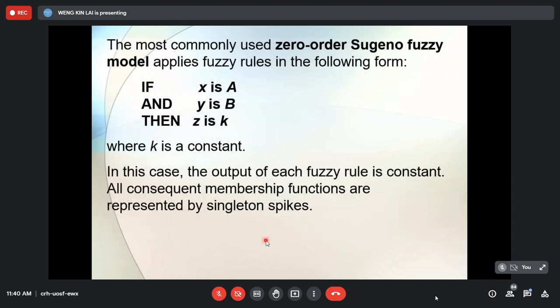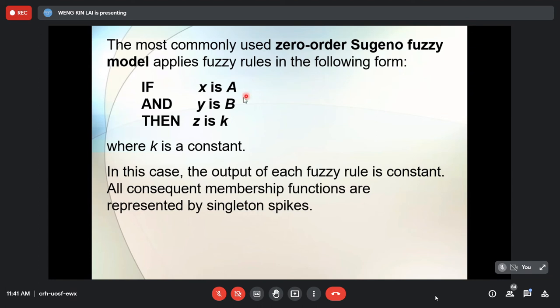So the most commonly used is the zero order Sugeno fuzzy model. Again, I think there are many other types of improvements on the basic Sugeno fuzzy model. So the basic model is called your zero order. Of course, there may be other models, but again, those will be outside the scope of this lecture. The most commonly used Sugeno fuzzy model applies the fuzzy rules in the following form.